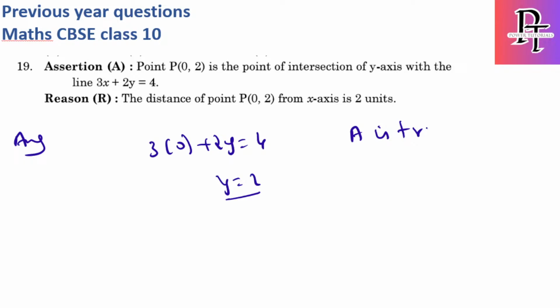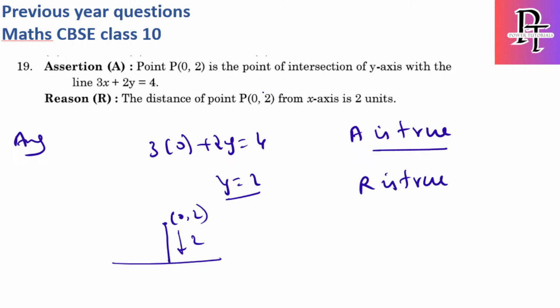What about the reason? The distance of point 2 from the x-axis is 2. Point 2 is here, and this is the x-axis. So definitely it is also correct. So R is also true. But are these two related? No. So the answer should be B, because both are true but the reason is not the correct explanation for A.